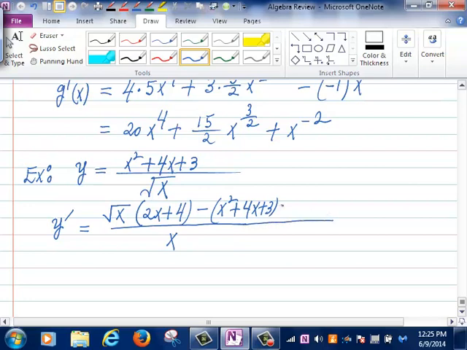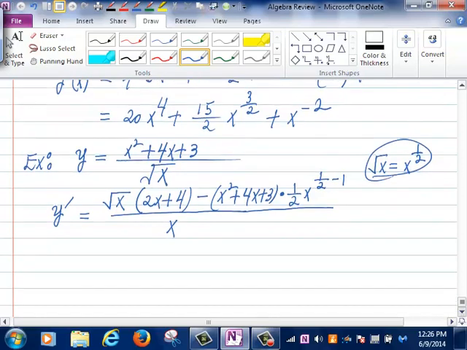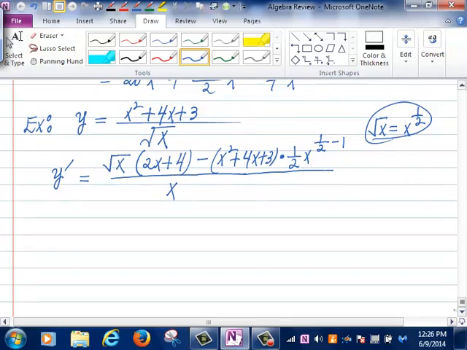multiplied by the derivative of what? Root x, right? What's the derivative of root x? Notice that root x is the same as x to the half, right? So you can find the derivative of that by using the power rule. So what is that? 1/2 x to the half minus 1, right? And again, x to the half minus 1, I can just write it as x to the negative half, right?